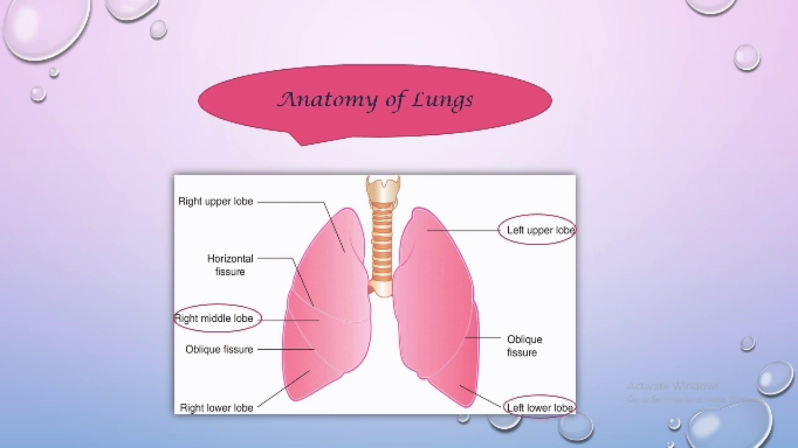The left lung has two lobes. The left upper lobe and the left lower lobe is divided by oblique fissure. The right lung has three lobes, right upper lobe, right lower lobe, which is divided by oblique fissure. Also it has right middle lobe, which is divided by horizontal fissure. The pair of lungs is located inside the ribs.